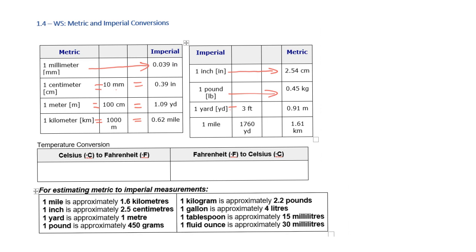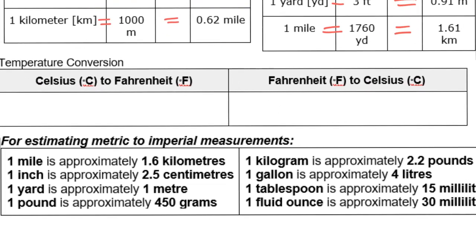So if you think about it, 1 yard is equal to 3 feet, which is equal to 0.91 meters. Sorry, and we can do the same thing for a mile. 1 mile is equal to 1,760 yards, which is equal to 1.61 kilometers. So all of these equations can be used to help us calculate a certain length.